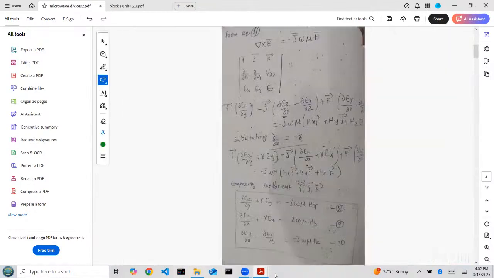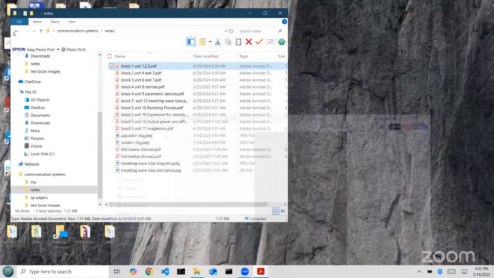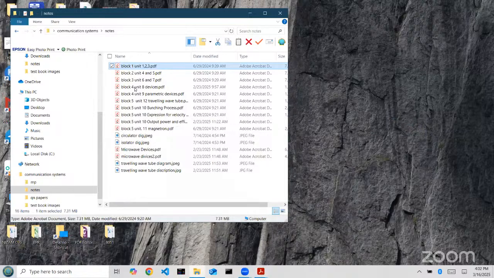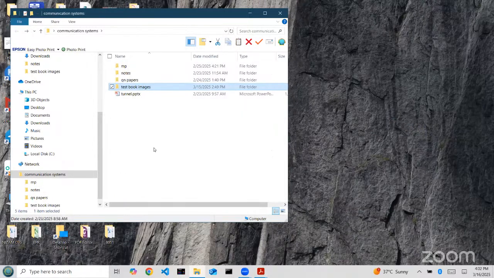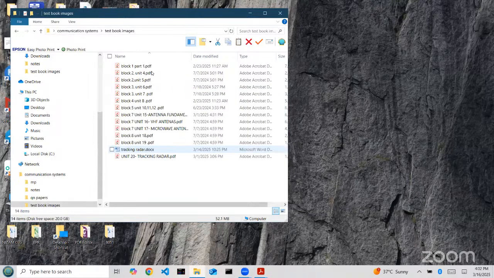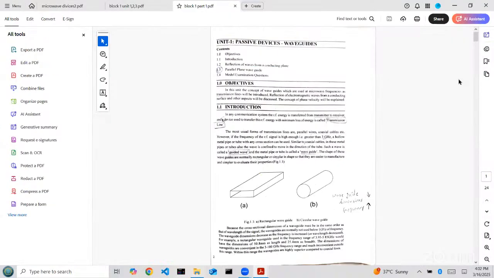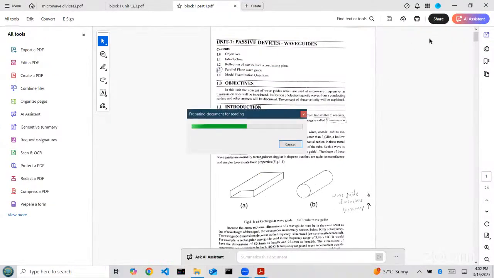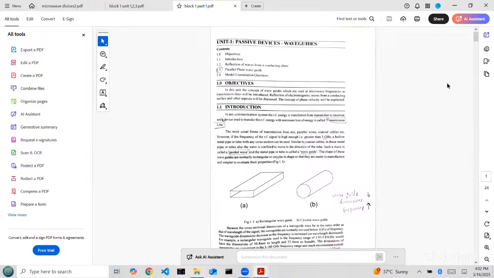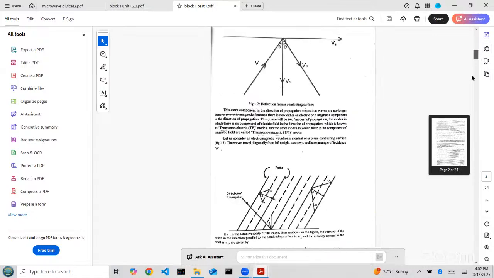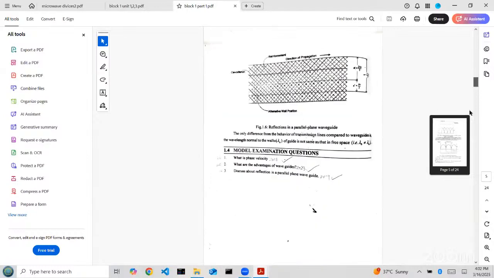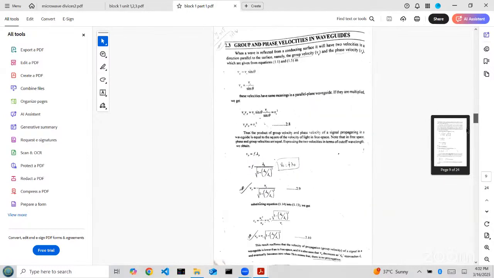Del cross H and del cross E, we have to calculate these two. For that, what procedure do we follow? Here del cross H is dou by dou t of D plus J. From this, J is 0, so del cross H is dou D by dou t.